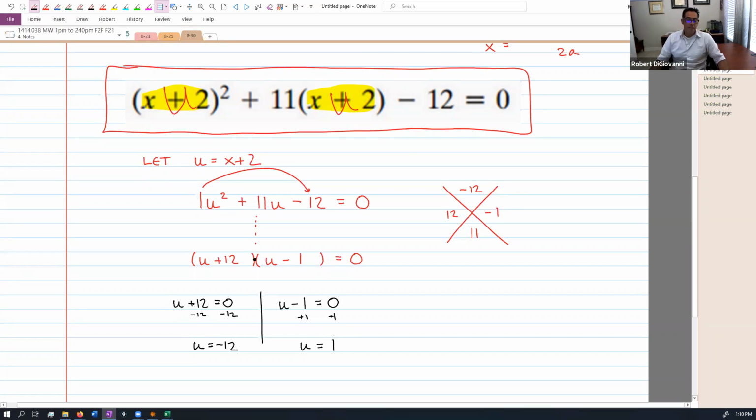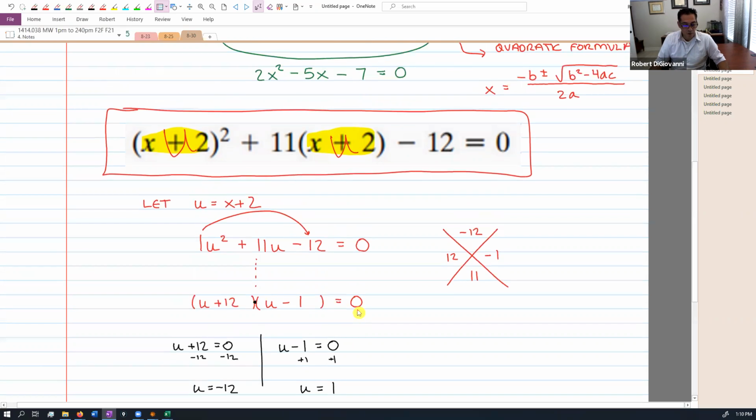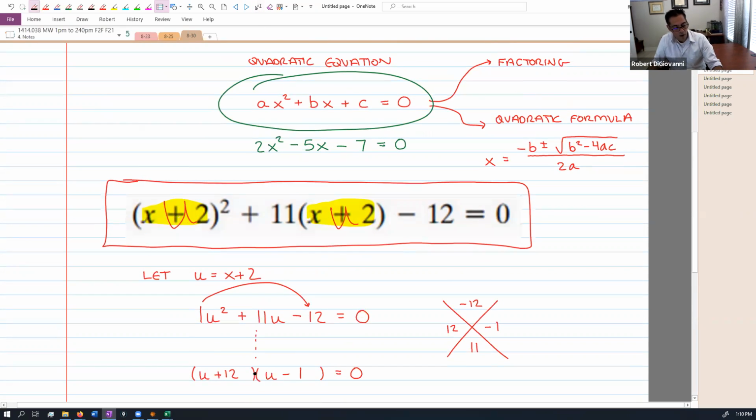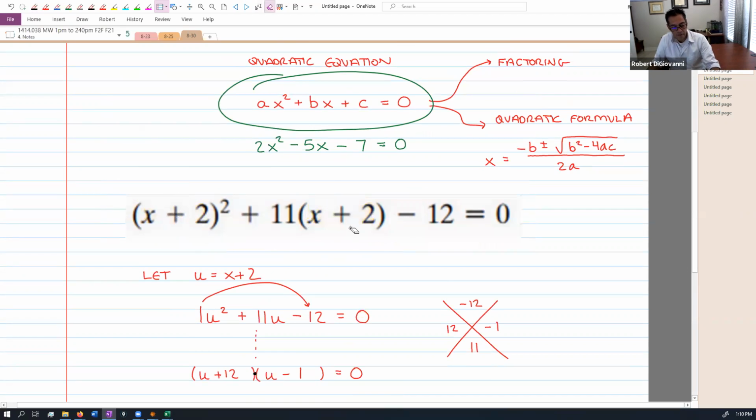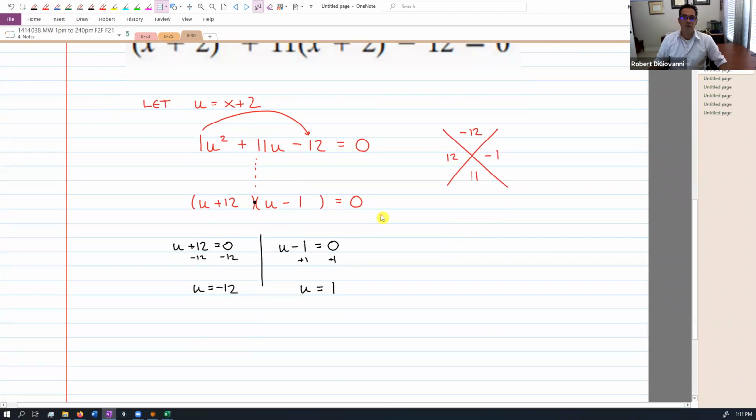Okay. This is not our answer because the original problem, right? The original problem had x in it, right? So it's saying, hey, solve this for x. Tell me what x needs to be in order to make this true. And our answer right now is u equals negative 12. So I'm asking you about x and you're telling me about u. We need to go back, okay? We need to switch it.